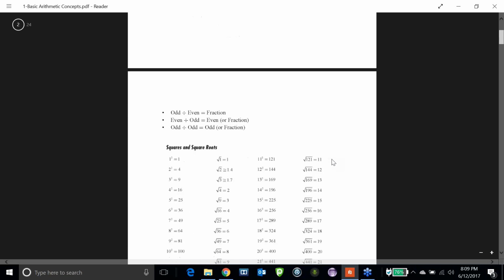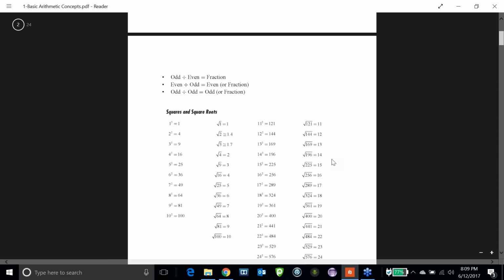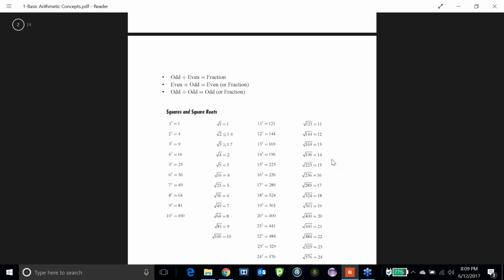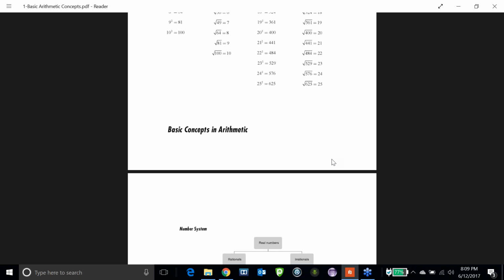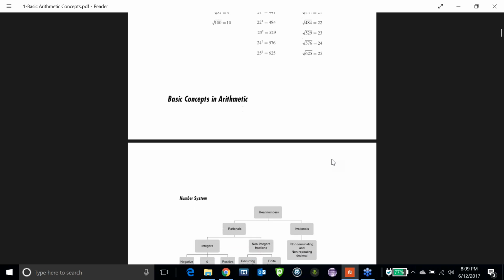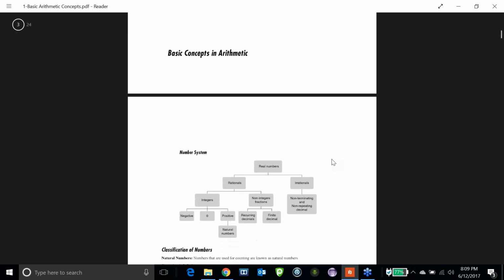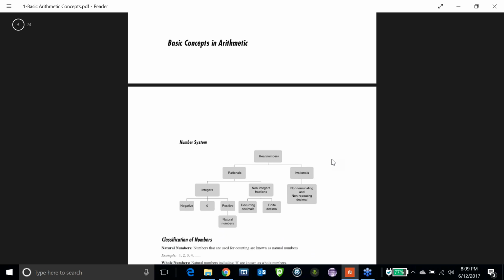Next, these are a few squares and square roots which you need to remember in your mind. Why? Because each and every time you can't use the calculator. So now coming to the basic concepts in arithmetic. So this is the number system that we use.